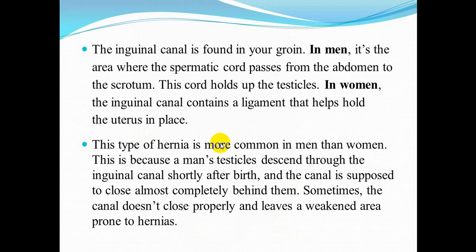The inguinal canal is found in your groin. In men, it is the area where the spermatic cord passes from the abdomen to the scrotum. This cord holds up the testicles. In women, the inguinal canal contains ligaments that help hold the uterus in place.